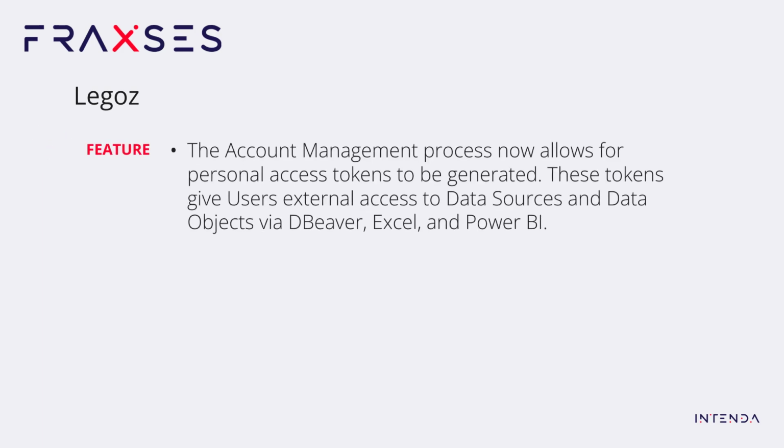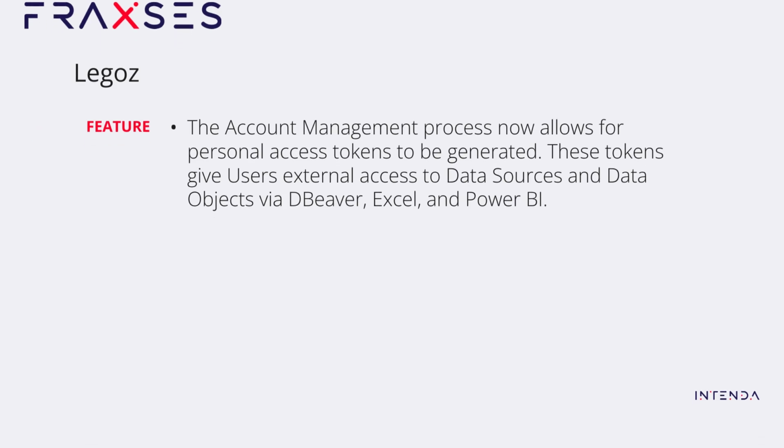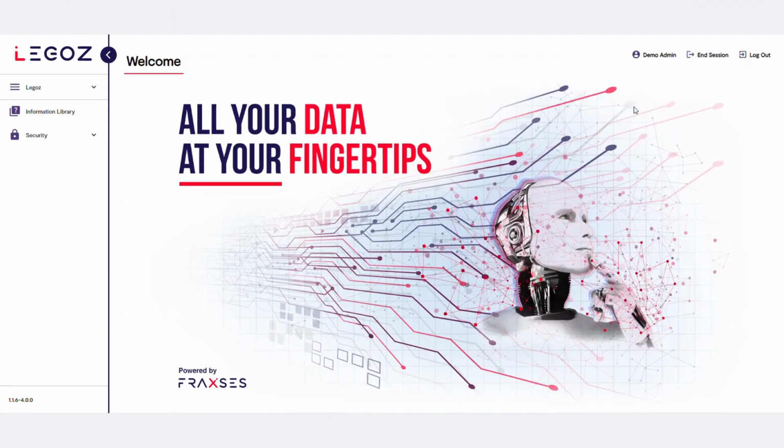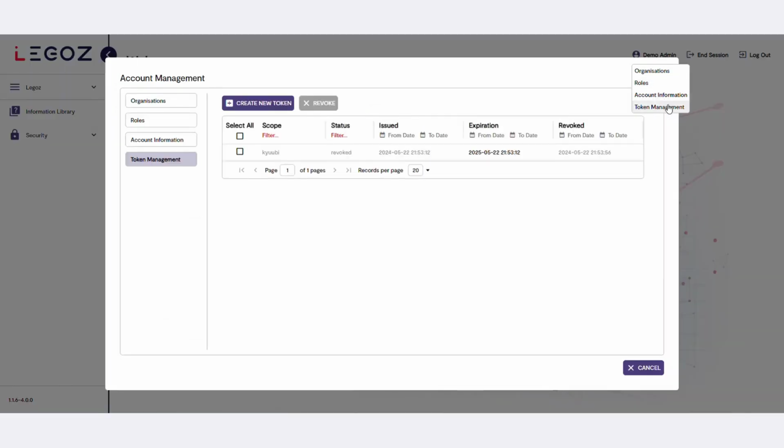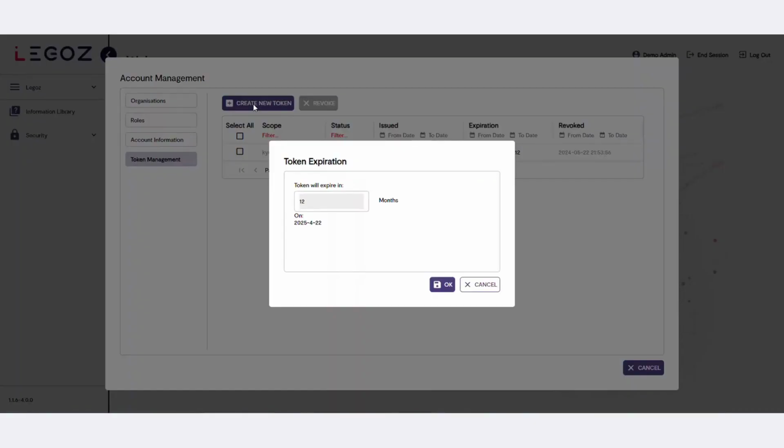Legos. The account management process has been enhanced to allow for personal access tokens to be generated. These tokens facilitate external access to data sources and data objects via DBeaver, Excel, and Power BI. This functionality is accessed by clicking the user icon at the top right of the screen and selecting Token Management from the dropdown. This opens the Account Management modal. Any previously issued tokens are reflected in the grid, which shows when they were issued, if they have expired, and when they expired. To generate a new token, click the Create New Token button.